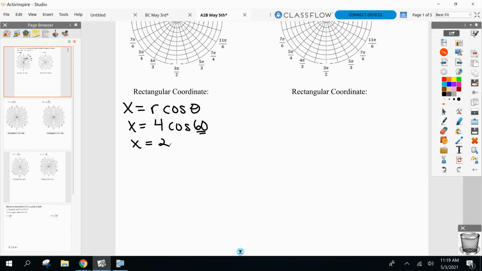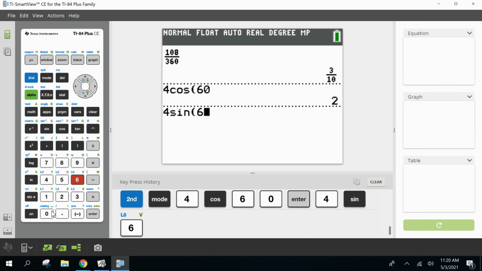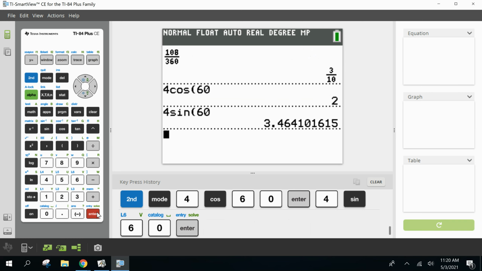To find your y coordinate in rectangular form, you do sine instead, r sine theta. For sine 60 degrees, same thing, go back to your calculator, 4 sine 60, and that's about, I think I'm going to round to the nearest tenth tomorrow on the quiz, so about 3.5.